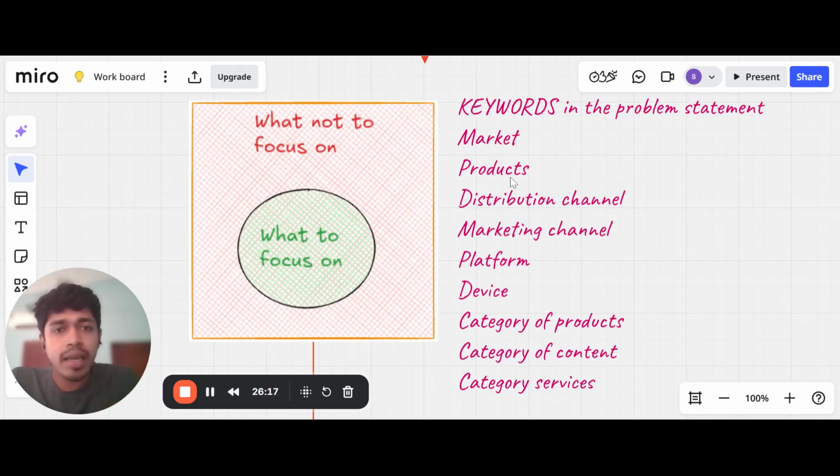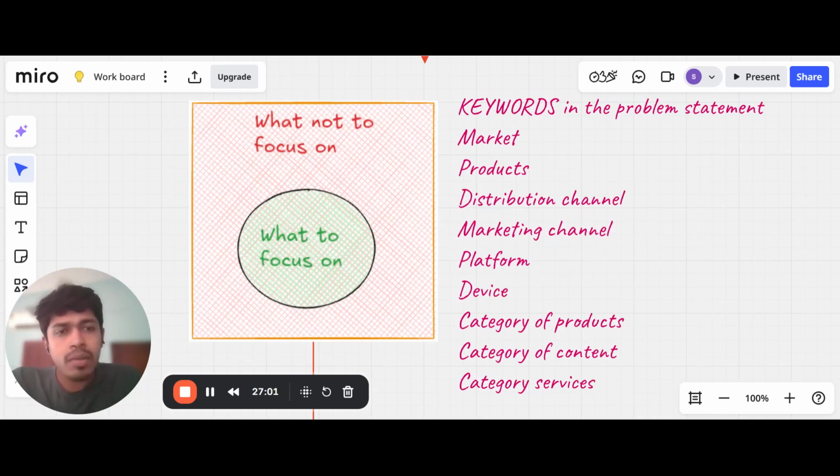You talk about the market, you ask about the products, right? In this case, it would be features instead of products. Ask a question like, okay, what are the most used features and in which feature do you see the drop, right? That's a question which will reduce the scope of the problem. And the listed items are basically possible items you can talk about. In this case, I don't think distribution channel is very important. Marketing channel is also not very important. Platform might be important, like which platform is it?